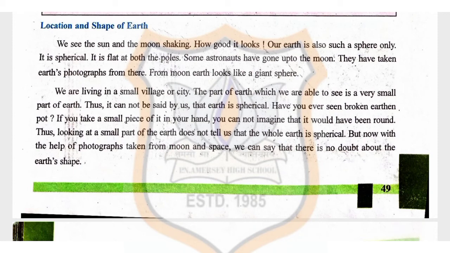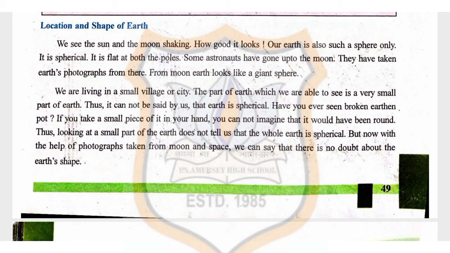Some astronauts have gone up to the moon. They have taken Earth photographs from there. From the moon, Earth looks like a giant sphere. We are living in a small village or city. The part of Earth which we are able to see is a very small part of Earth. Thus, it cannot be said by us that Earth is spherical.